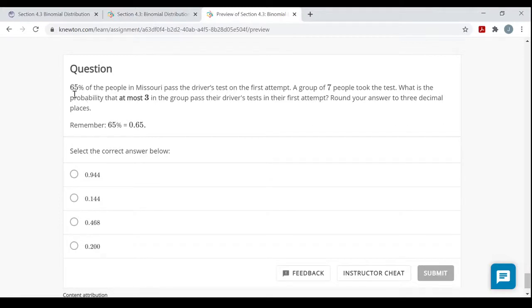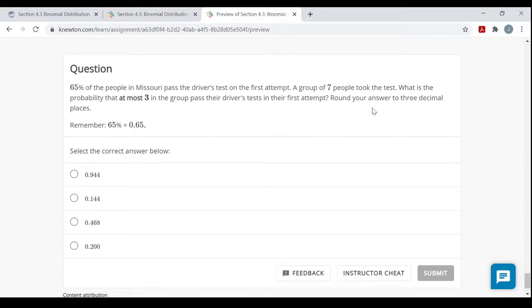All right, so here, again, same kind of start. 65% of the people in Missouri passed the driver's test on the first attempt. A group of 7 people. Again, n equals 7 here, 7 trials, and p is 0.65. Probability of passing on the first attempt, each person passing individually. So what is the probability that at most 3 in the group pass their driver's test in the first attempt? And round your answer to 3 decimal places.